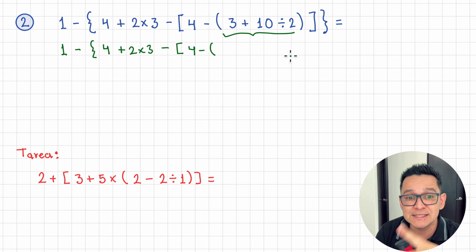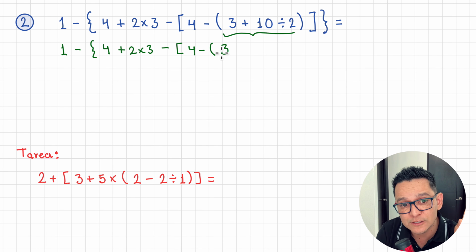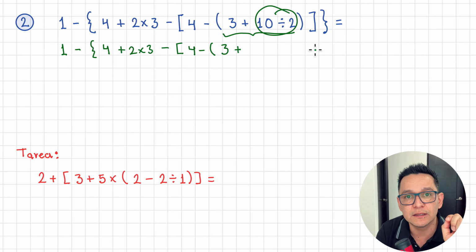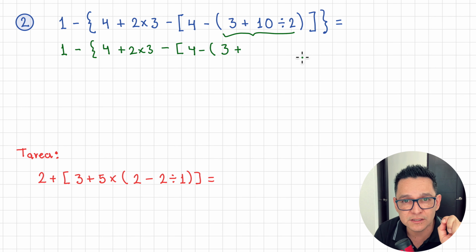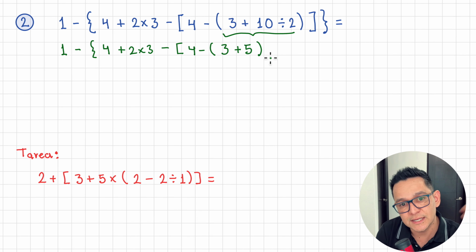Okay. So for now, I'm not going to work with this 3. I have to solve the division first, okay? So I bring down this 3, bring down the plus, and we're going to solve the division, which is 10 divided by 2. How much is 10 divided by 2? Very good, it's 5. So let's bring down the 5, close the parenthesis, and now I continue. Close the bracket here, and close the brace.